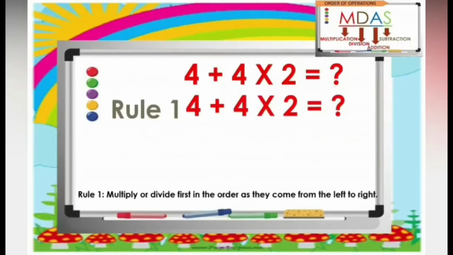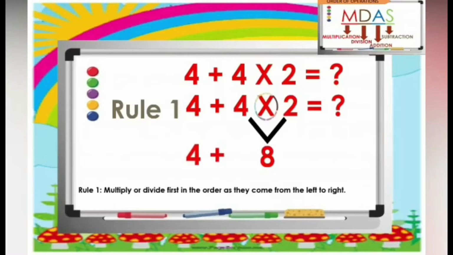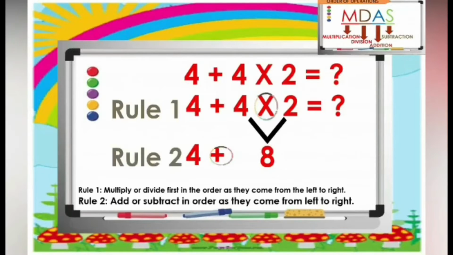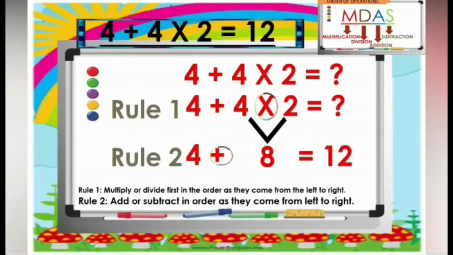Multiply or divide first in the order as they come from left to right. So we have multiplication. So solve for 4 times 2, which is 8. Then bring down the digit and operation that we need to solve. For rule 2, we can now add or subtract. So in this situation, we have 4 plus 8 equals 12. Therefore, 4 plus 4 times 2 equals 12.